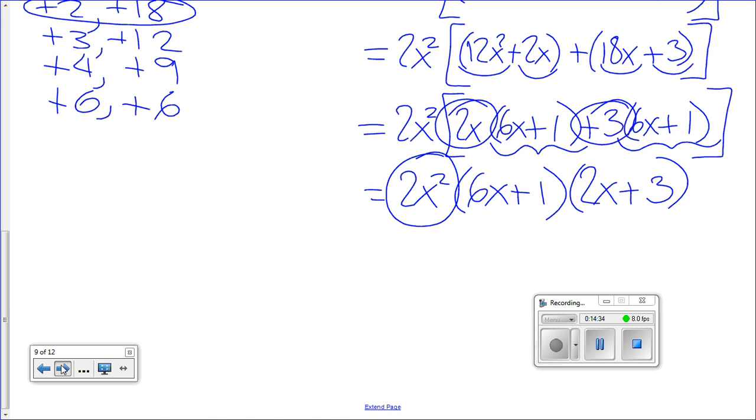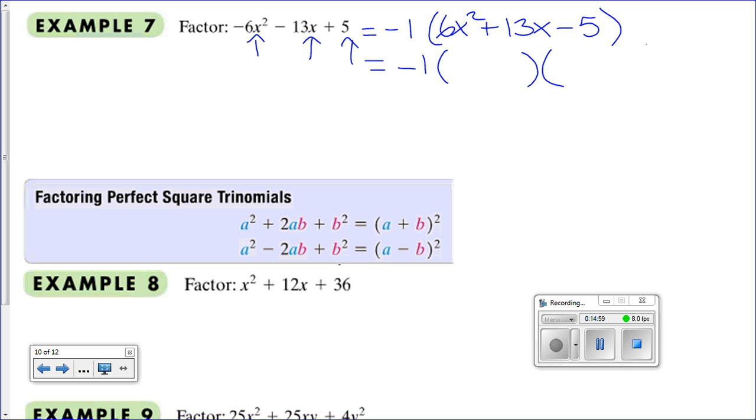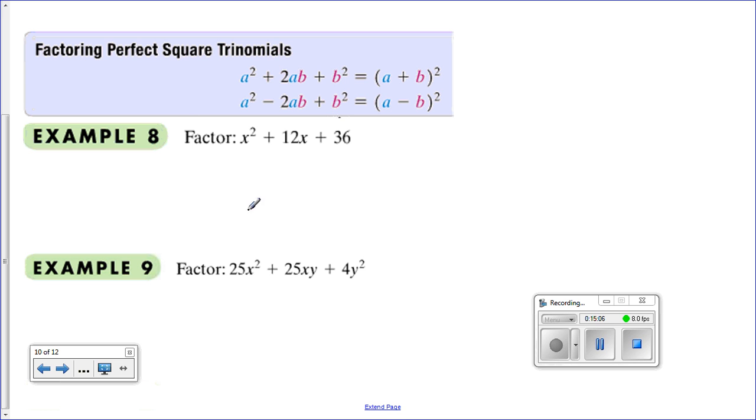All right. This one here, the trick for it is to factor out a -1. And so once I factor a -1 from here, that turns into positive 6x squared. This one turns into positive 13x, and this one turns into a negative 5. From there, you follow the same idea that we've been doing. I want to skip that one because we have about 3 minutes left, and I really want to get to this part.